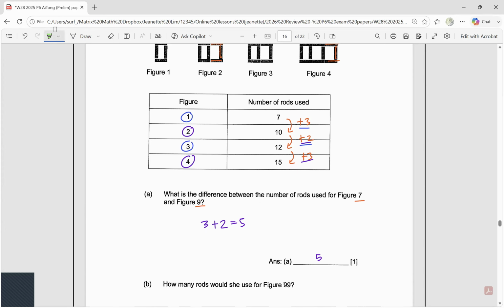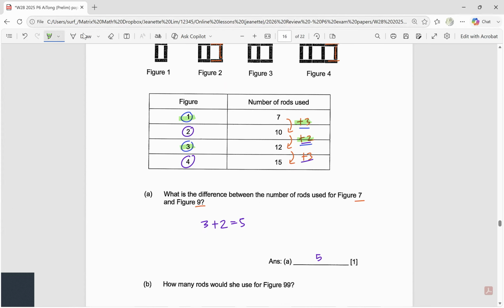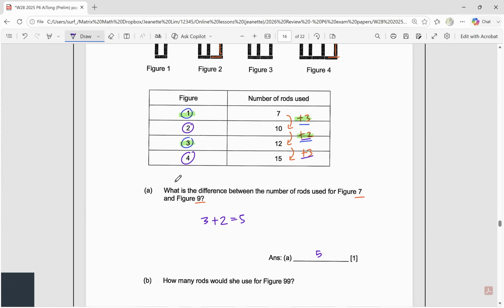Okay, so maybe I use highlighter. Example 1 to 3, jump by 2, right? So you add 3, then add 2. You add 5. The difference is 5. That's for part A. Okay, how many rods would she use for figure 99?